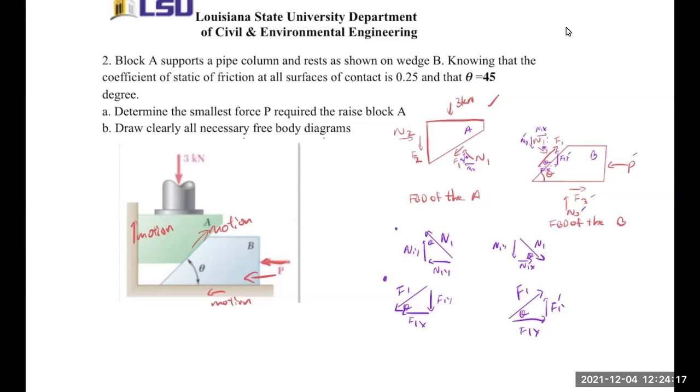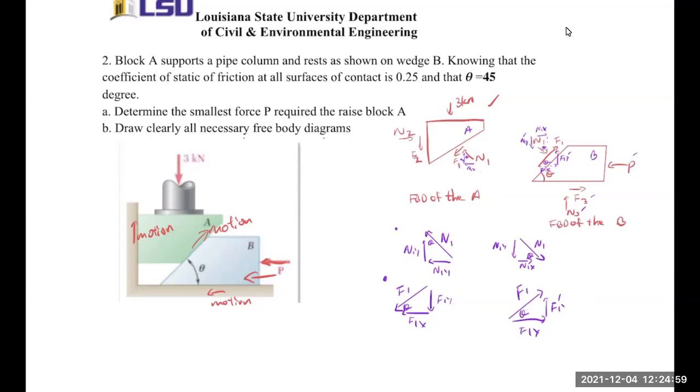How do I explain this? For this case, you always draw the free body diagram of A first. Think about it: I have this P right here pushing block B, and that causes the motion of block A. So for this kind of problem, you always want to draw the free body diagram of the block that is being moved, and then you draw the free body diagram of the block that is causing the motion. If that doesn't make sense, just shoot me an email and let me know.